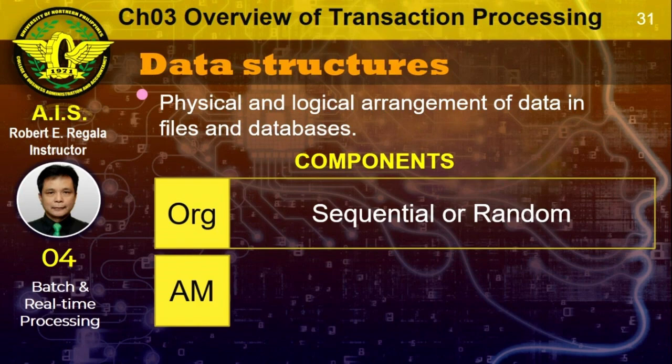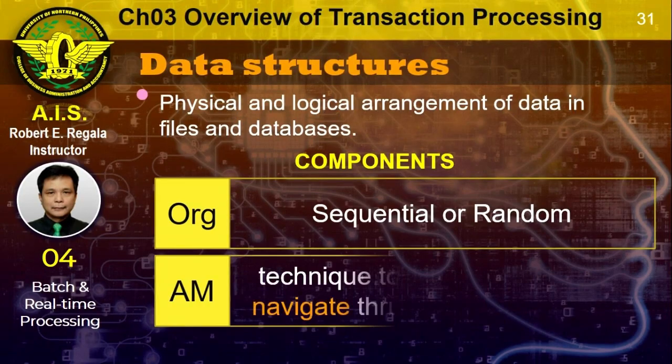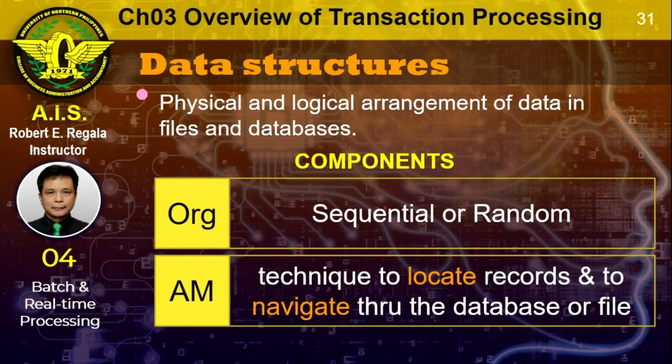Random files are stored without regard for their physical relationship to other records of the same file. In fact, random files may have records distributed throughout a disk. The access method is the technique used to locate records and to navigate through the database or file.